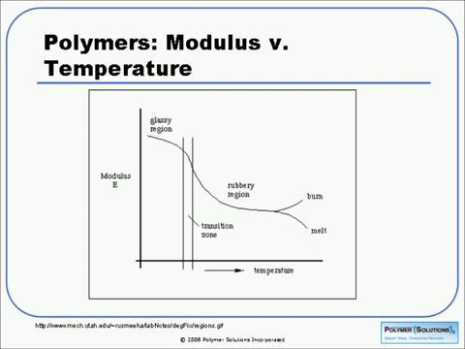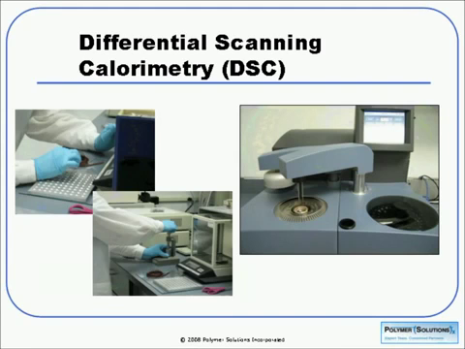So this will be important in processing because you have to make sure that you're in the melt state, but you don't want to go up so hot that you're going to burn the sample or degrade it. So using different techniques of thermal analysis is a way to get some of this information that you can use in your processes.